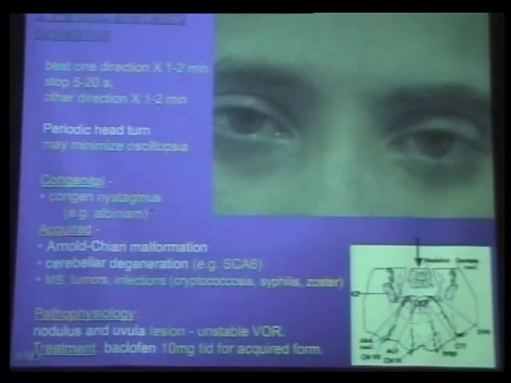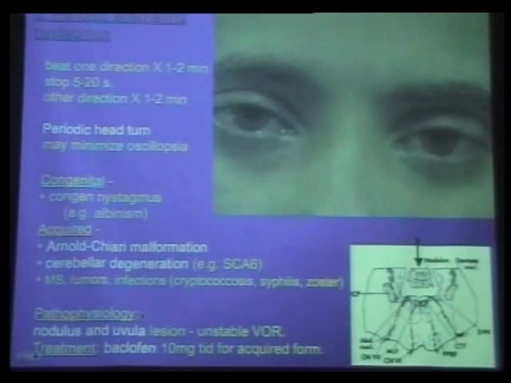It can be congenital, in which case you have to think about all the other things that can cause congenital nystagmus, such as albinism. Or it can be acquired, in which case think about Arnold-Chiari malformation, cerebellar degeneration, or other conditions like MS and tumors. It's due to damage to the cerebellar nodulus and uvula, which causes an unstable VOR.